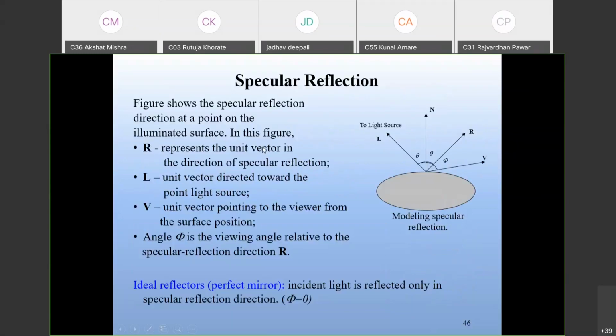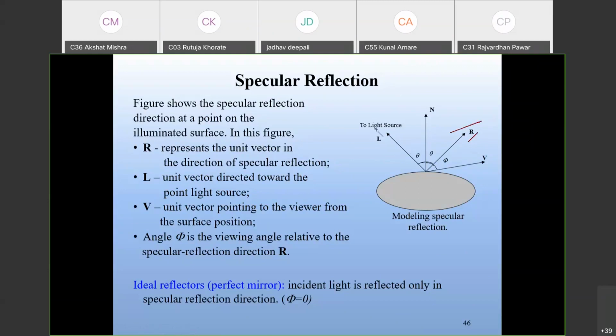Now, the calculation that we are going to see. The figure shows the specular reflection direction at a point on the illuminated surface. In this figure, R represents the unit vector in the direction of specular reflection. This R.